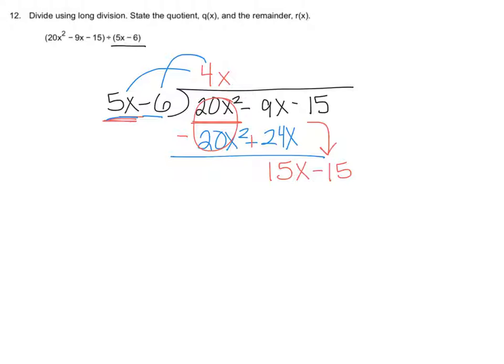So you'll identify the first term in the divisor, which is a 5x, and the first term that we brought down, which is a 15x. So 5x times what gives me 15x? Well, that would be a positive 3. And then we'll multiply. So I have 3 times 5x, which is 15x, and 3 times negative 6, which is negative 18.